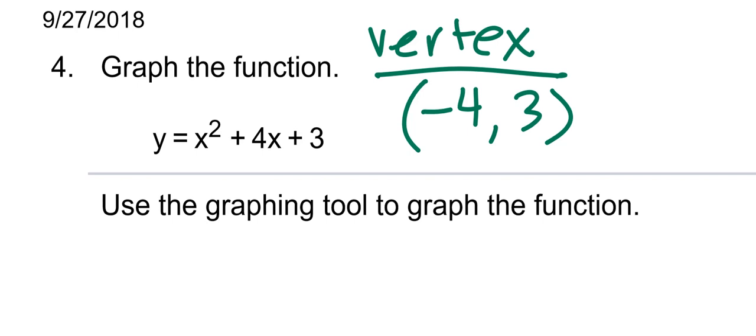Well, I know what they're doing. They think that the original equation is in vertex form. Folks, it's not. That's not the vertex.